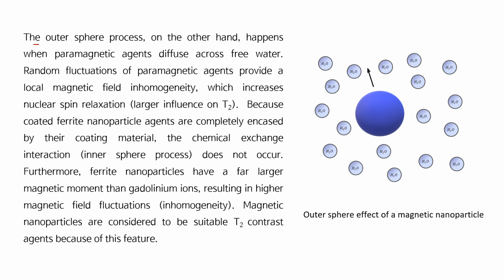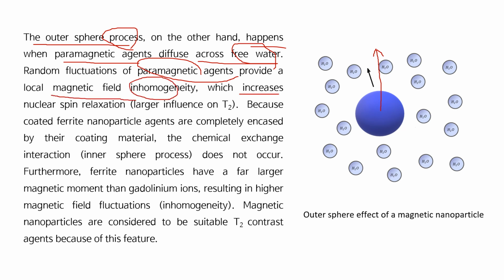On the other hand, the outer sphere process happens when paramagnetic agents diffuse across the free water. So nanoparticle contrast agents, paramagnetic agents, diffuse through the free water. Then T2 relaxation will be enhanced. The random fluctuation of paramagnetic agents provides a local magnetic field inhomogeneity, which increases nuclear spin relaxation and has influence on T2.